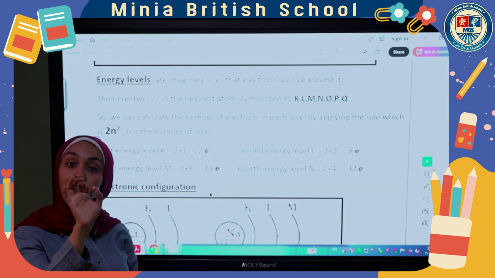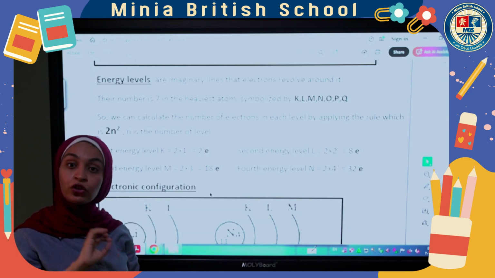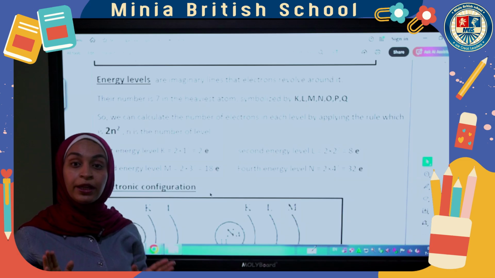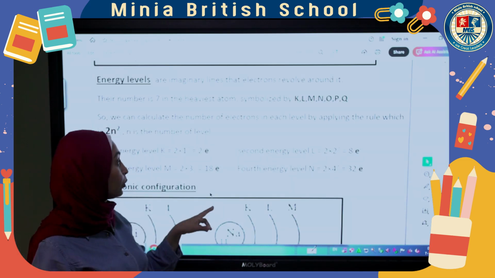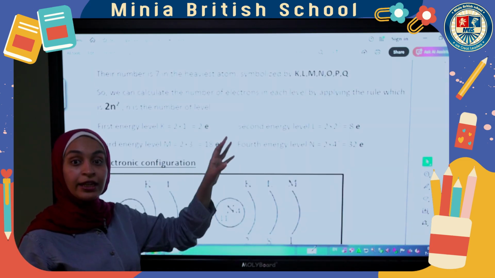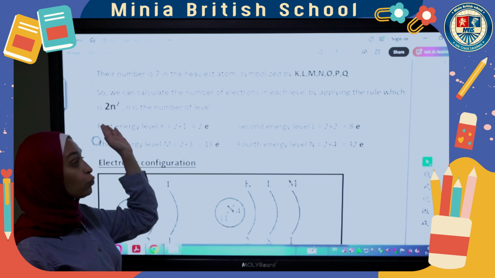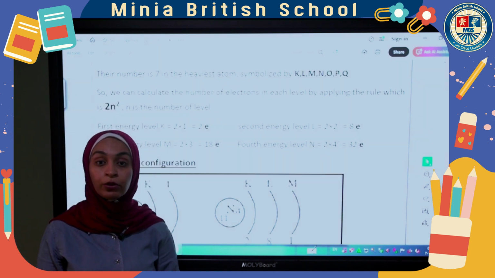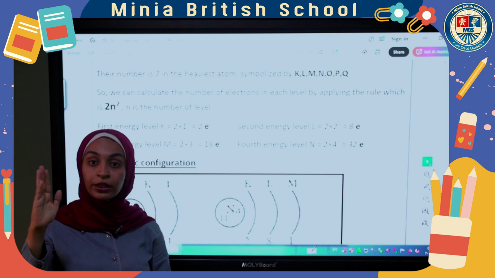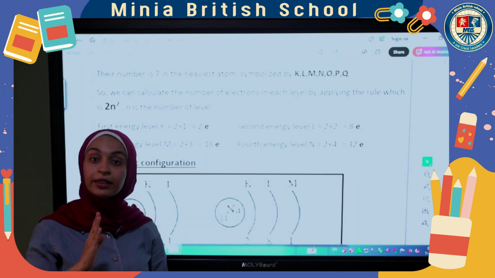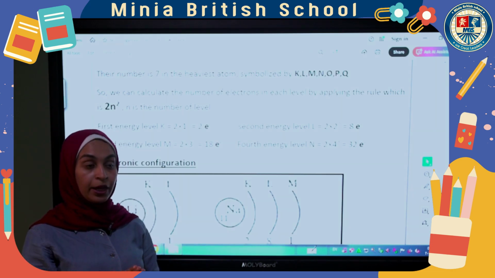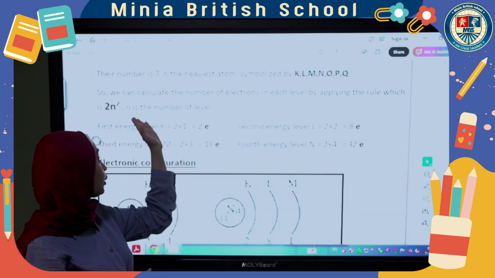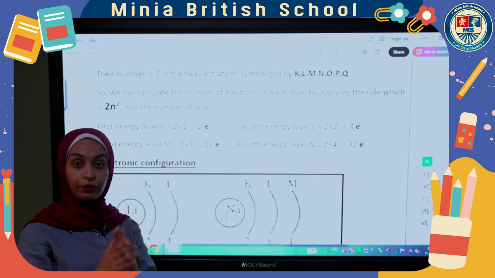Okay, and each main energy level has energy sublevels. But now we have a rule. This rule is 2n^2. I can use it to calculate the number of electrons in the first 4 energy levels, which means up to level n, as n in the rule represents the number of the level.